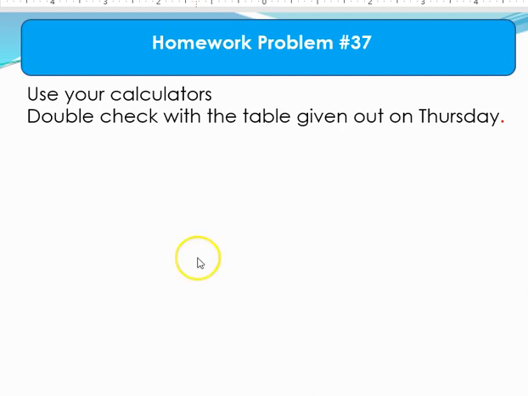And the last problem, problem 37, these are very basic. Use your calculators and double check with the table given out on Thursday if you so desire. And if you don't have your table anymore, you can see that on the internet, and it's just the trig ratio table. So that's what you can put in your search bar.